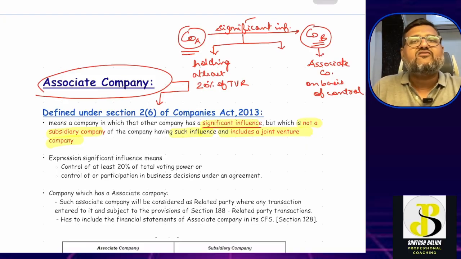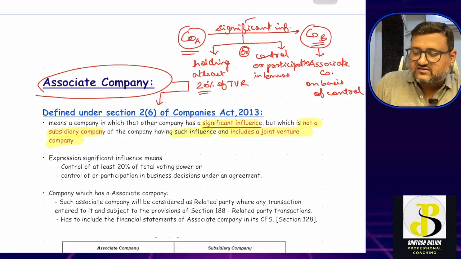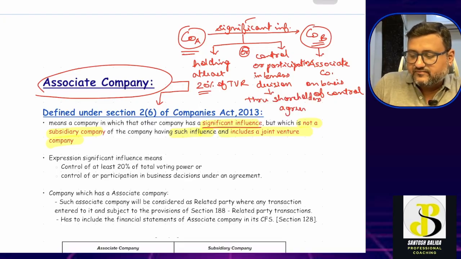Now there is one more way in which you can have significant influence. Say the company is not having 20% of total voting rights, still it can have significant influence. That is by the company having a control or participation in the business decisions of the other company. This power is provided to it by a shareholders agreement. Okay, this part is clear.